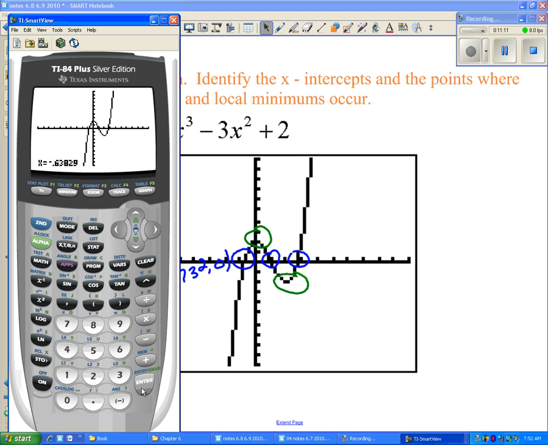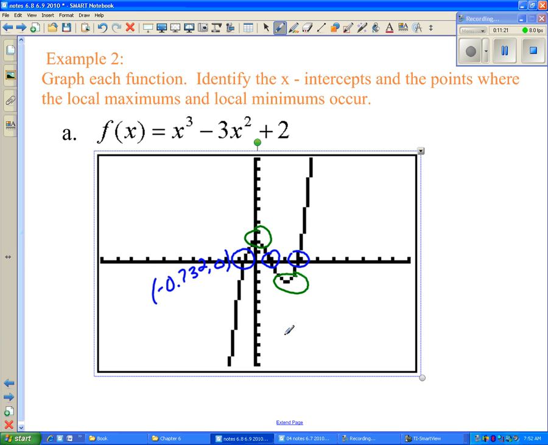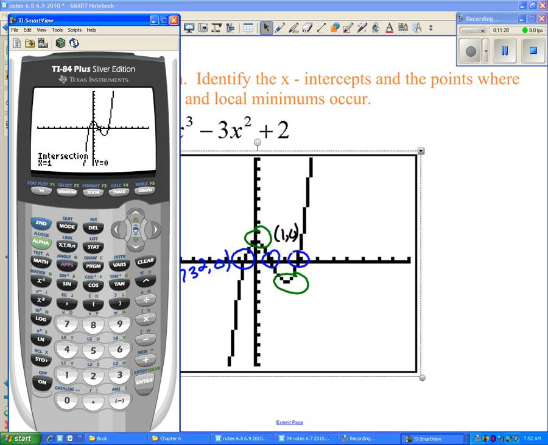First curve, second curve are the same, but I'm going to move my guess to this middle point and hit enter. This is the point 1, 0. I'm going to do this one in black so it stands out a little more. And now I have my last point I need to find. So I'm going to go second trace to go to the calc function, number 5. First curve enter, second curve enter, go over to close to this third point, and I'm going to hit enter.